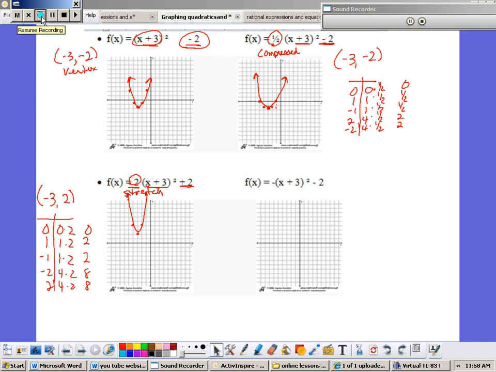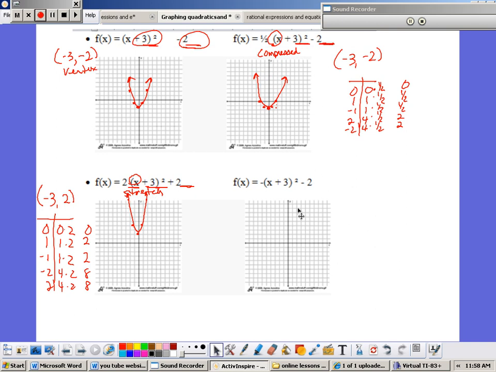Okay, so on the next one, we are looking at a vertex of, change back to my pen, negative 3, negative 2, because it was moved left 3 and down 2. Negative 3, negative 2. In the front, there's a negative. What that does is it flips it. It's a 1 still as my stretch factor. So I'm still going to be using 0, 0, 1, 1, negative 1, 1, negative 2, 4, negative 2, positive 2, 4. So over 1 and down 1, over 1 and down 1, over 2 and down 4, over 2 and down 4. The only difference is that it flipped it.